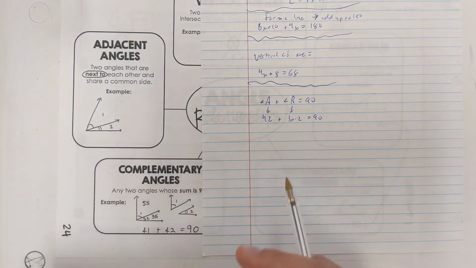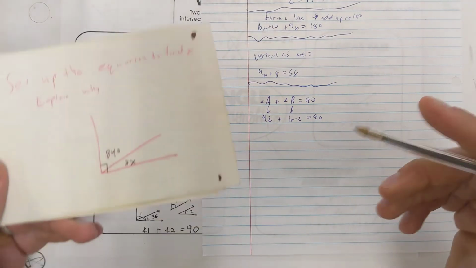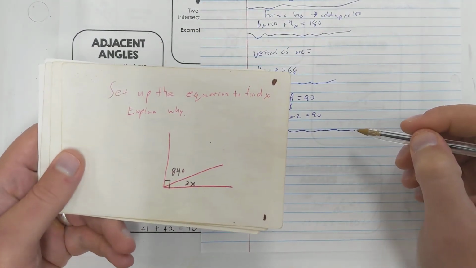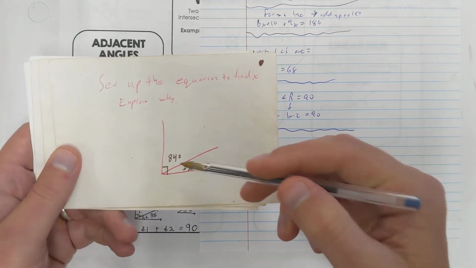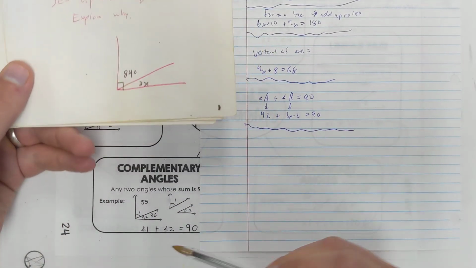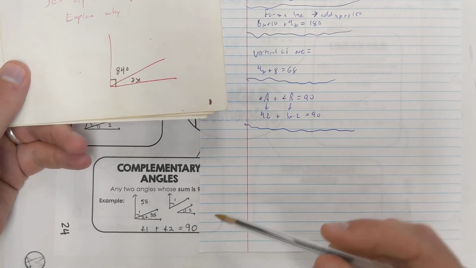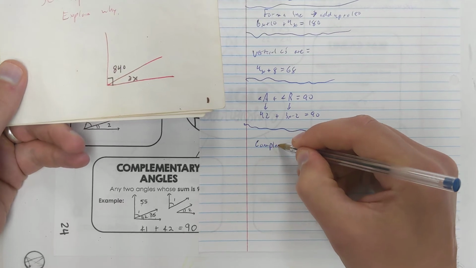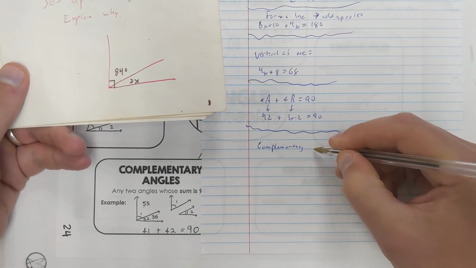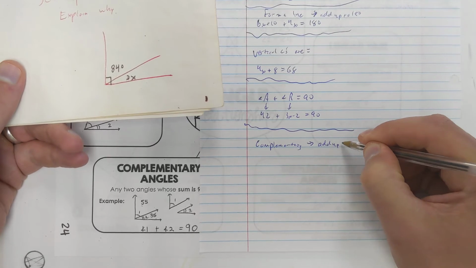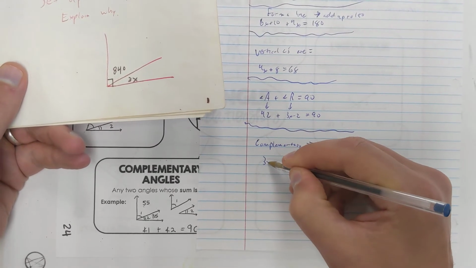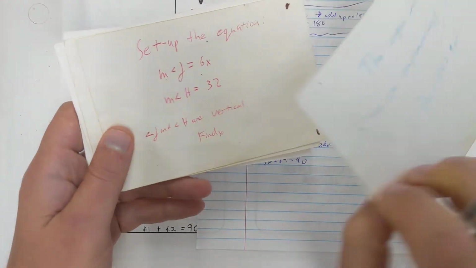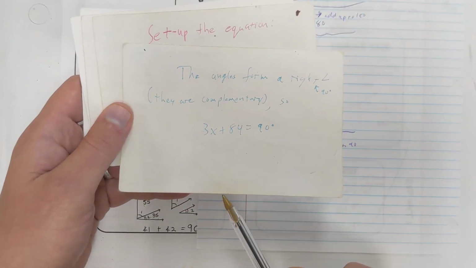I'm assuming you can go do the algebra on your own, okay? That's why I'm not doing it right now. I'm just helping you get these set up. Set up the equation to find x. Explain why. Well, these angles add up to 90. That looks like this. It's a 90-degree angle. So these angles are complementary, which means they add up to 90 again. So 3x plus 84 is equal to 90. Checking. Did it correctly.